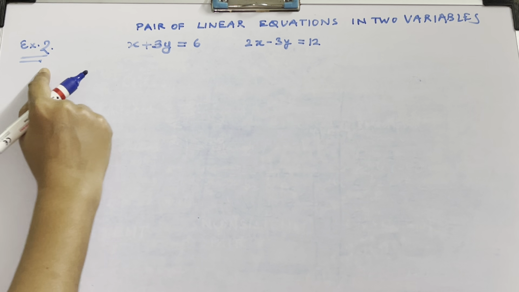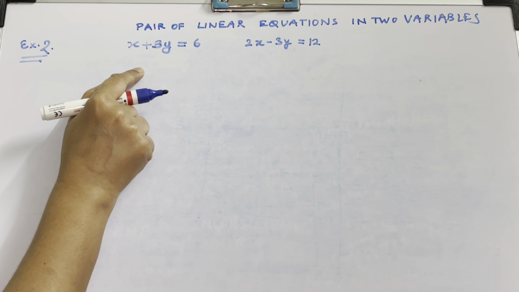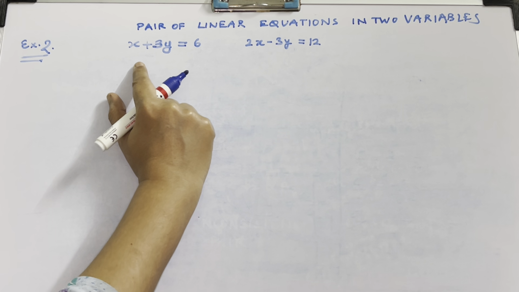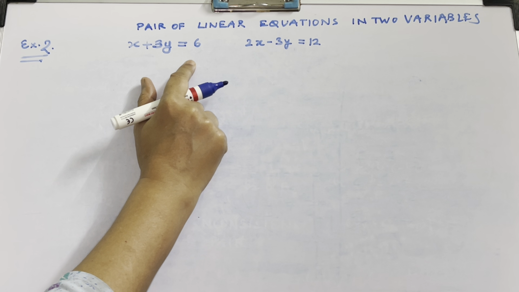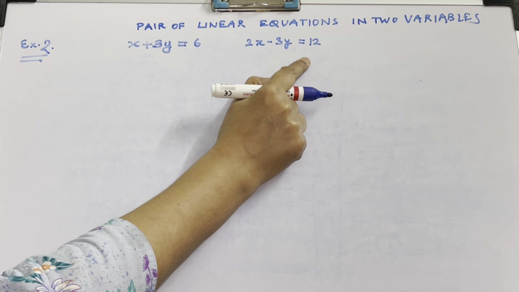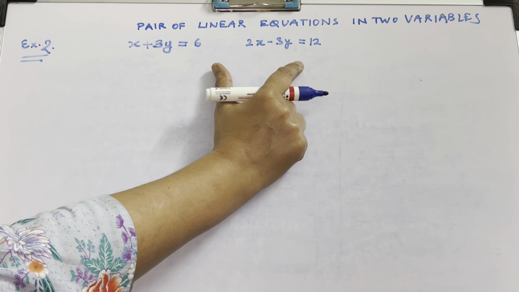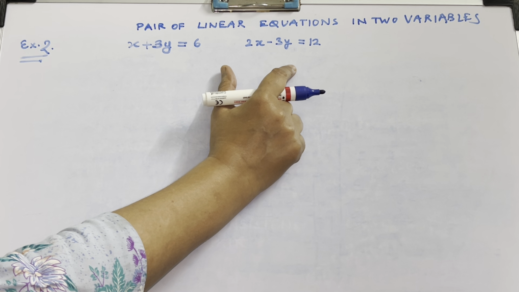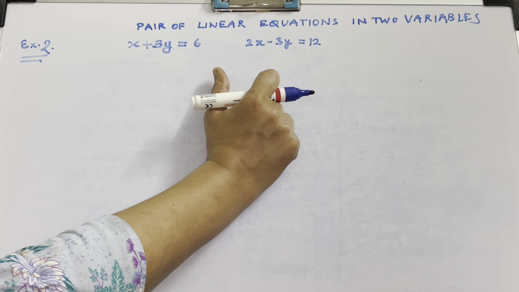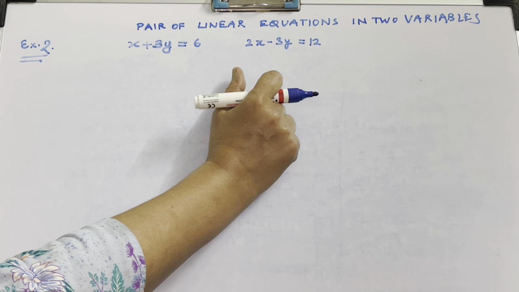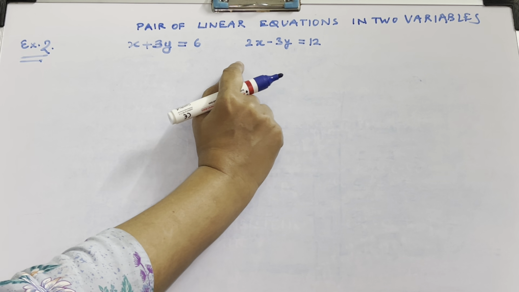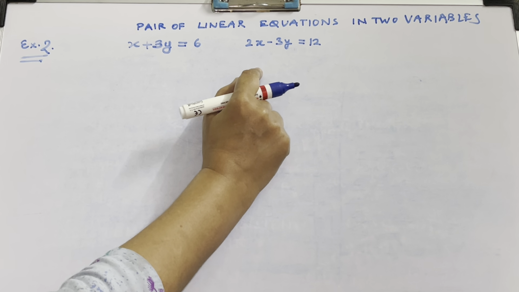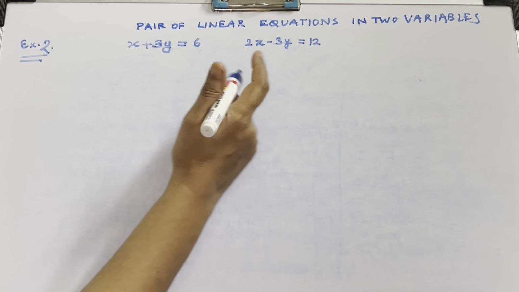Example 2, I have written one set of equations. See, x plus 3y is equal to 6 and 2x minus 3y is equal to 12. We have a pair of linear equations in 2 variables. Now we will be solving it graphically. In 9th standard we had a chapter where we had plotted the lines graphically, and the same way we are going to do here.